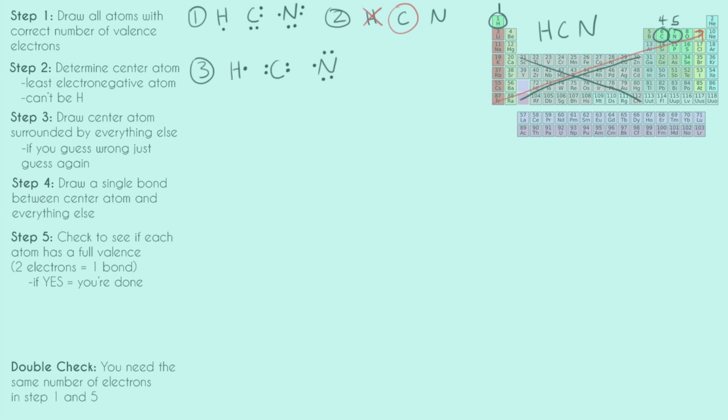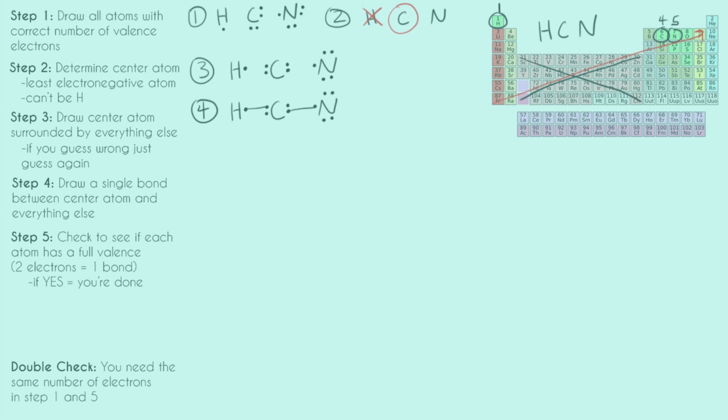And step 4, draw a single bond between the center atom and everything else. So to show how I do that, remember that we draw our single bonds with just connecting 2 electrons, because all a bond is 2 electrons that are shared in between those 2 atoms. So I have it like this, and I have it like this.